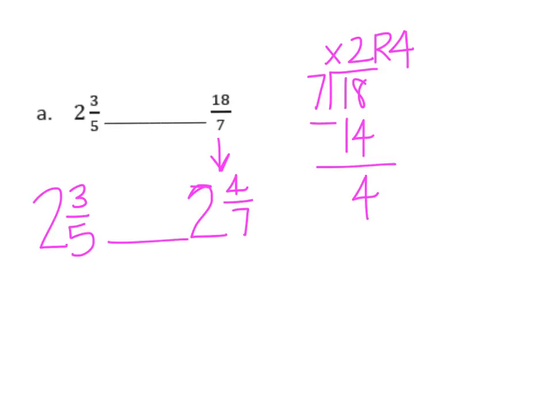Pause the video while you work and replay when you are ready. 5 times 4 is 20. 7 times 3 is 21. I know that 21 is greater than 20, so that means that 2 3/5 is greater than 2 4/7.